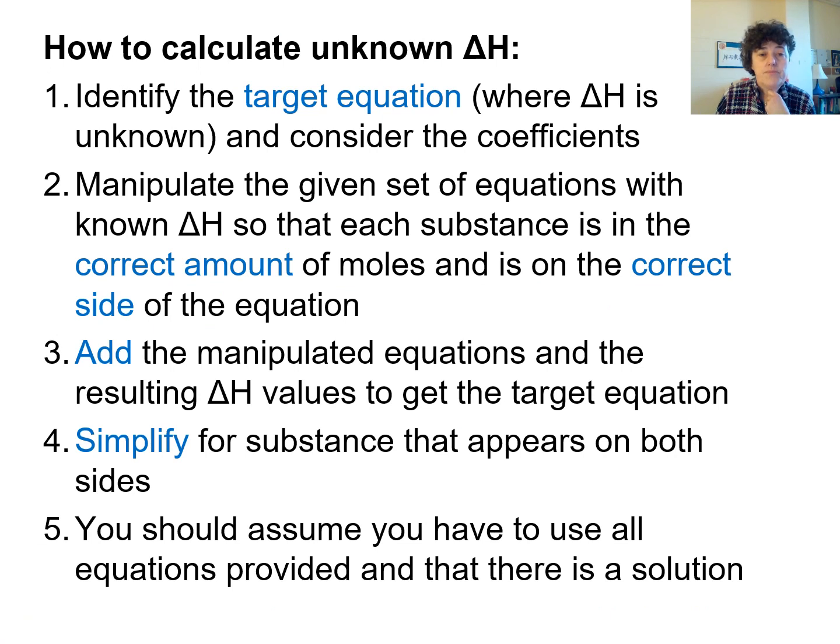So you need to identify which equation you're asked to do the calculation for, and consider the coefficients, what are the reagents, what are the products. Manipulate the set of equations that I'm giving you so that each substance appears with the correct coefficient on the correct side of the equation. You have to do the same manipulation to delta H. So if you are flipping reagents and products, you need to change the sign. If you're multiplying or dividing, you need to multiply or divide the value of delta H. Then you add everything together.